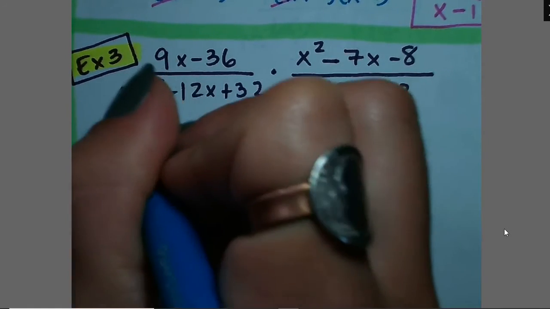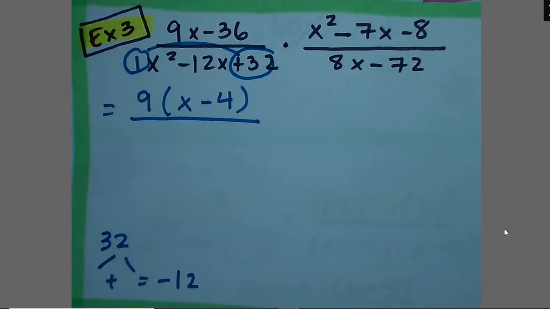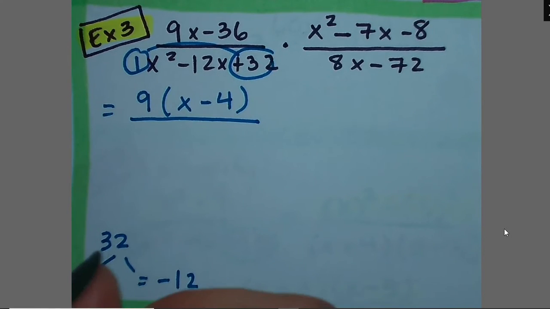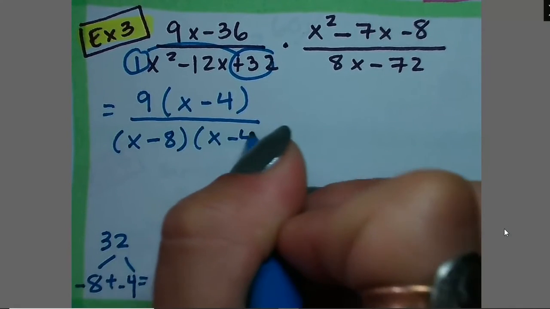On the bottom here, we're doing 1 times positive 32. So I want two factors of 32 that add to give me negative 12. Factors of 32 are 1 and 32, 2 and 16. Okay, 2 and 16 is not going to get us there. 8 and 4, that's what's going to get us there. Okay, so we're going to use 8 and negative 4, but we need to get to negative 12. So this is going to be negative 8 and negative 4. Okay, those multiplied together will give you positive 32, and added will give you negative 12. So it's going to be x minus 8 times x minus 4.